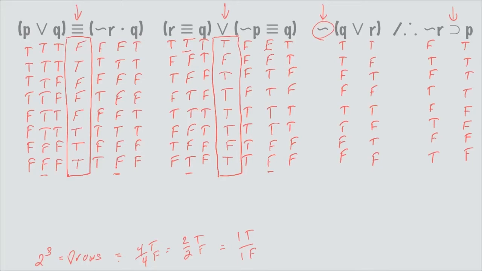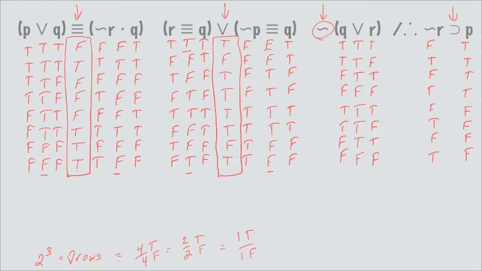This third premise, not the quantity Q or R. Remember, I do what's in parentheses first, and then the final value of that is going to be what's underneath the negation. So this is just an OR statement, so this should be easy. Look at my truth table for the OR statement. True or true, true or false, false or true, false or false: true, true, true, false.